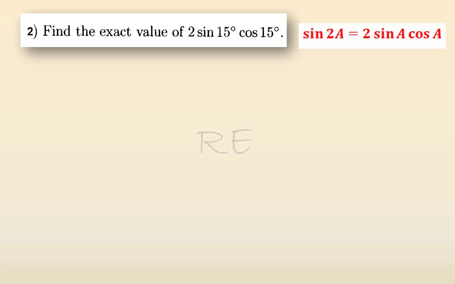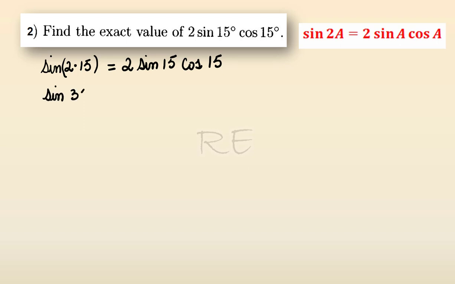Sine 2a is equal to 2 sine a cosine a. If we understand the expression to be sine of 2 times 15 degrees, sine 2a is equal to 2 sine 15 cosine 15. Then sine 2 times 15 is sine 30, which is a special angle, equal to 2 sine 15 cosine 15.